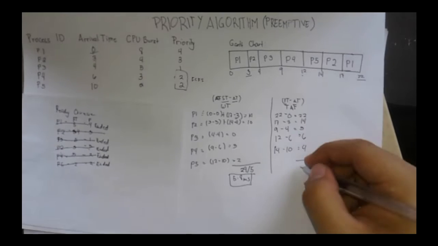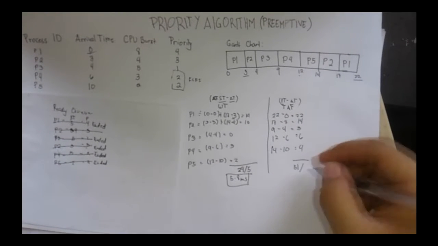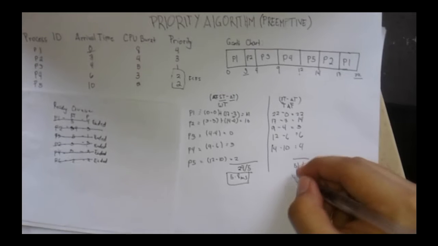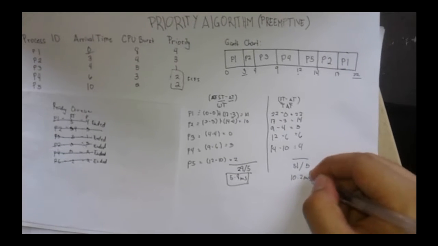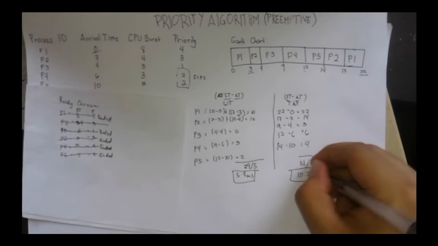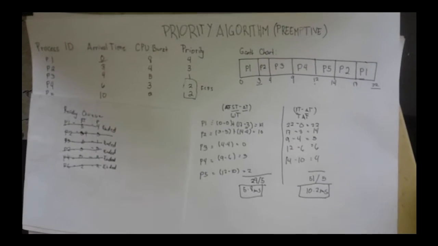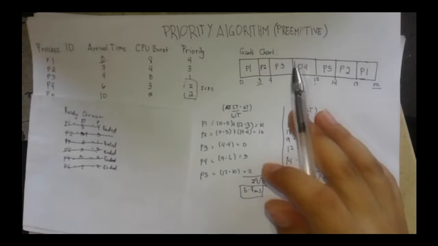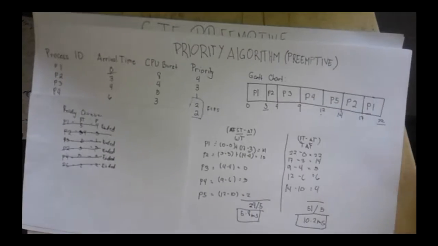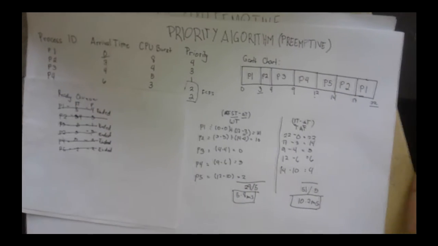So we will get a total of 51. Same process, divided by 5. Then we will get 10.2 ms. So that's how we compute the priority algorithm preemptive. Next video we will teach you the priority algorithm non-preemptive version. So for now, thank you.